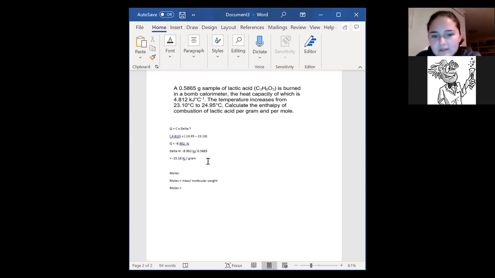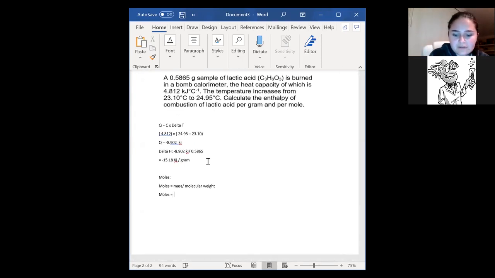Can you see my screen? Yep, you're good. So you're going to do 0.5865 grams over, and I'm going to divide it by its molecular weight, which we don't have time to be calculating, which is this. Which you're going to get an answer of 6.5 times 10 to the -3 moles. And then you put your joules over that to find your joules per mole.